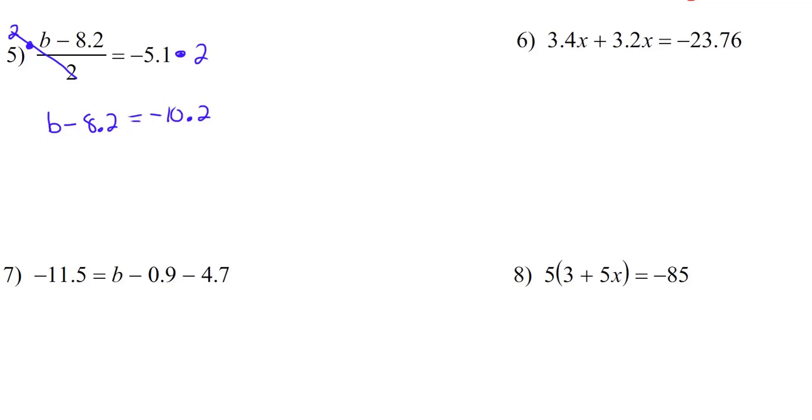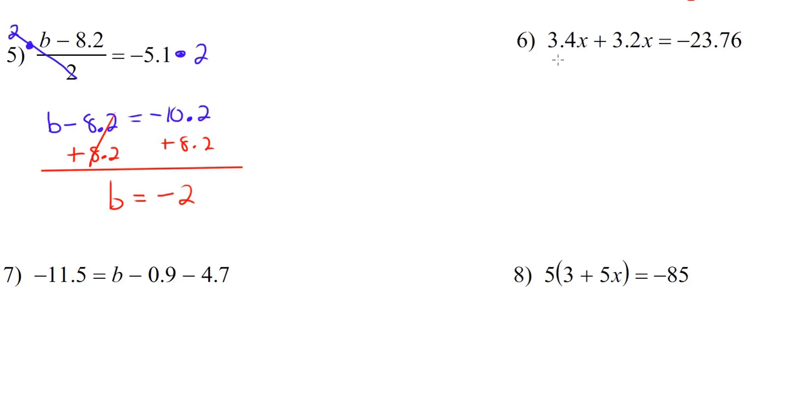And now we can get rid of this negative 8.2 by adding 8.2 to both sides. On the left, these cancel out, leaving us with b. And on the right, negative 10.2 plus 8.2, again, different sign, subtract, and keep the sign of the bigger number. So our answer is going to be negative 2.